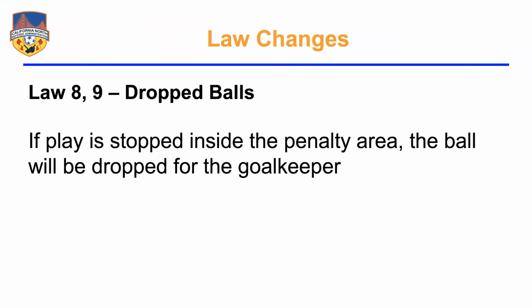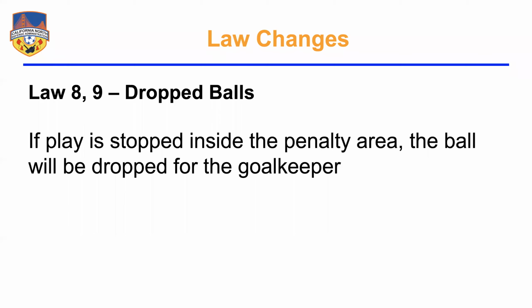Moving forward, if play is stopped inside the penalty area for reasons not being a foul, the ball will be dropped for the goalkeeper. So again, if you stop play while the ball is inside the penalty area for reasons other than calling a foul, the ball will just be dropped for the goalkeeper to restart. That means if you have, for example, a head injury or something like that, where you have to stop play, but you didn't call a foul for any reason, the restart will be a dropped ball for the goalkeeper. We want to remove contested drop balls from the game. So if you have stopped play inside the penalty area, the ball will be dropped for the goalkeeper.